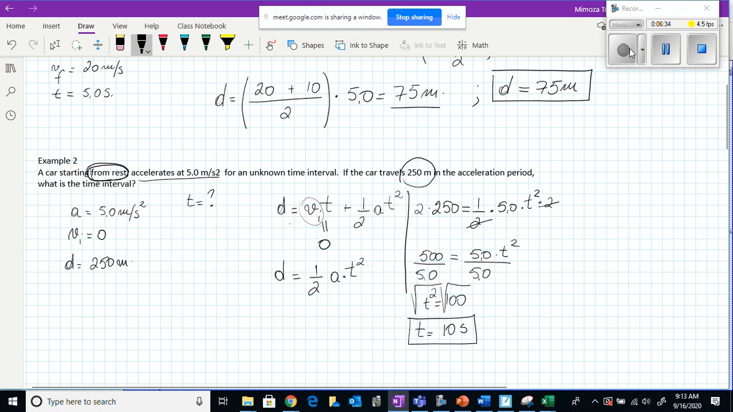Now, acceleration has 2 significant digits.